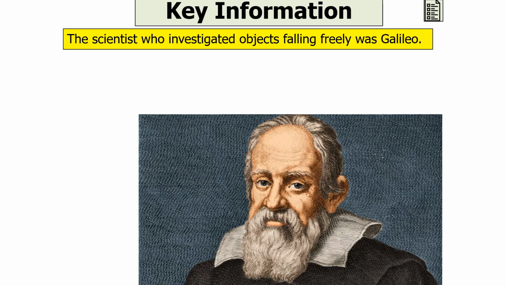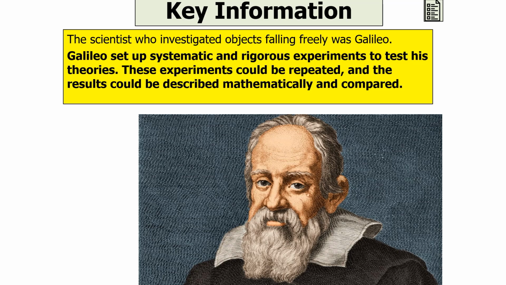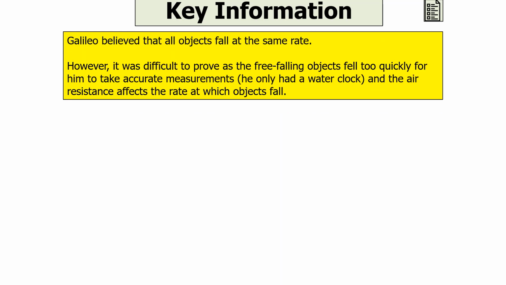Now the scientist who investigated objects falling freely was Galileo. So Galileo set up systematic and rigorous experiments to test his theories, and these experiments could be repeated and then the results could be described mathematically and compared. Now Galileo believed that all objects fall at the same rate, but it was difficult for him to prove this as free-falling objects fell too quickly for him to take accurate measurements in the time, as he only had a water clock, and the air resistance also affected the rate at which objects fall.